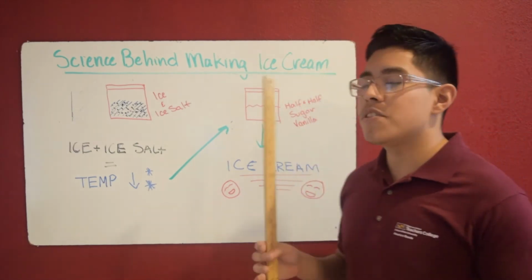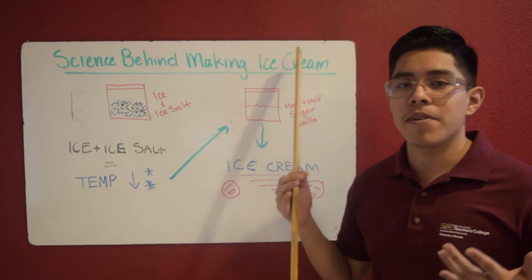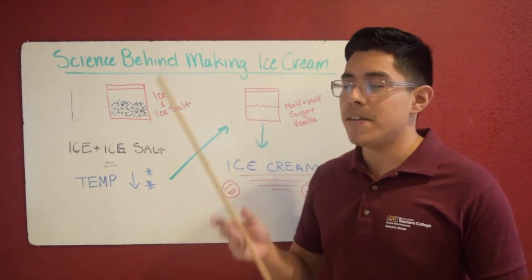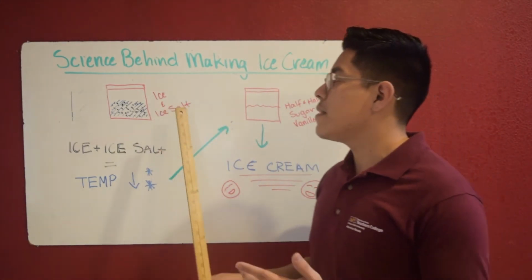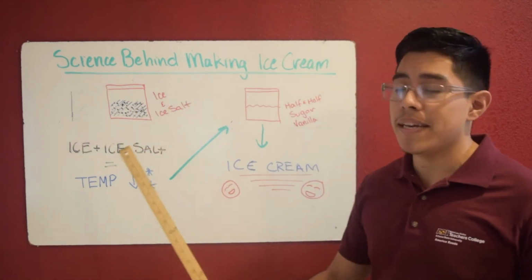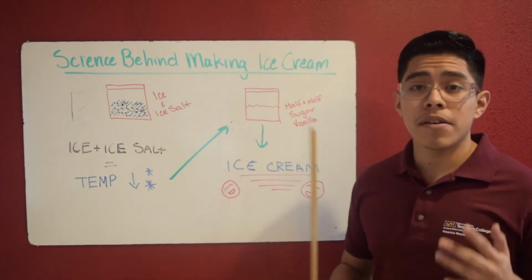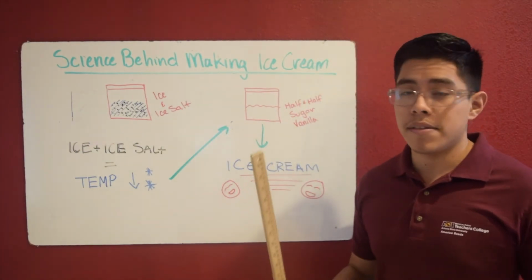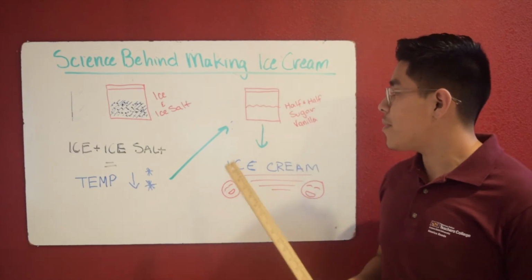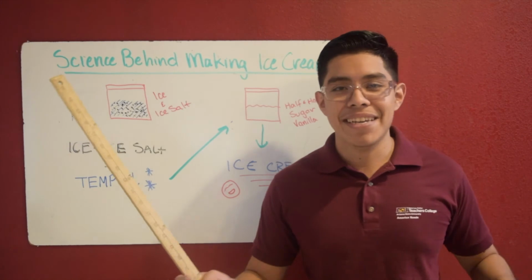Because if you just use ice and don't put salt, it's just going to make the ice cream cold. That's it. It's still going to be a liquid. When you mix ice and salt in one bag and then put the small bag in there, it'll make it colder. It'll make it have little particles in order to make ice cream. So that is the science behind making ice cream.